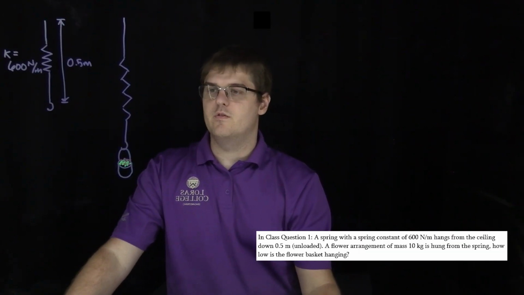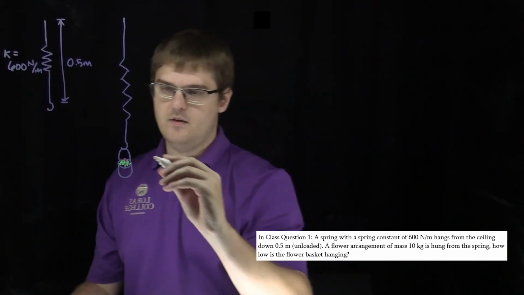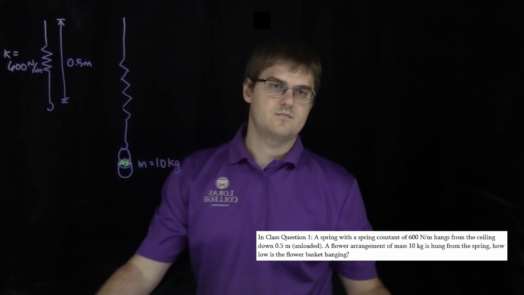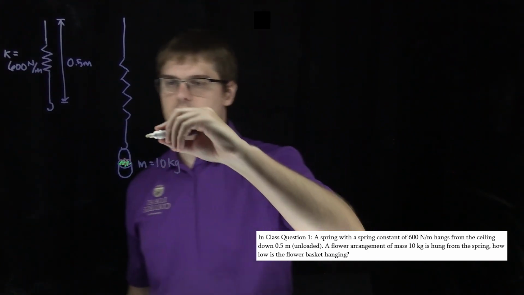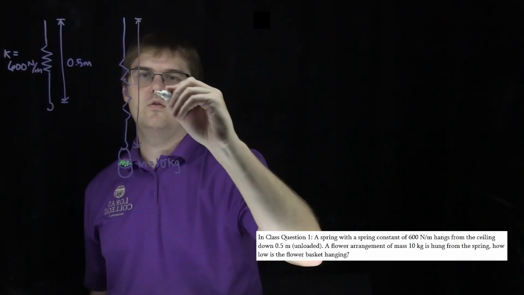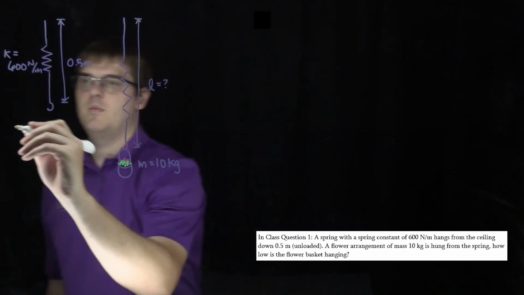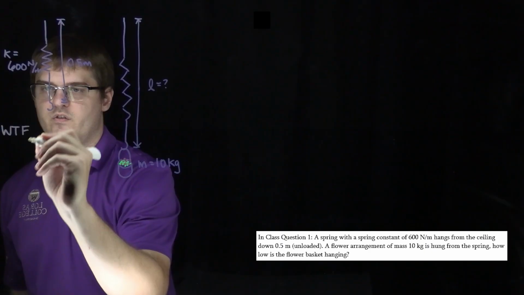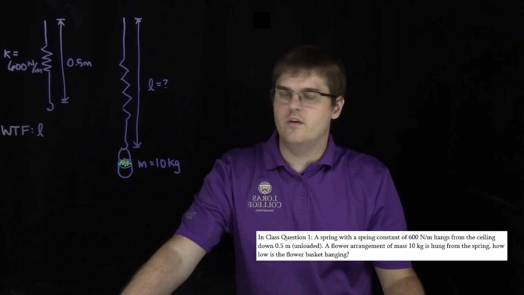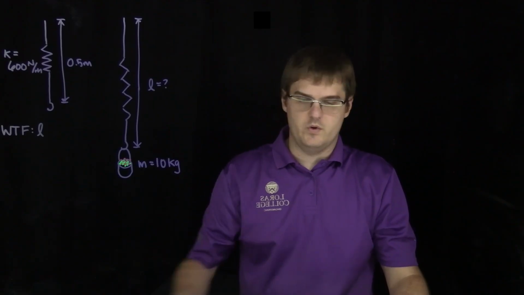So I've got a hanging basket of flowers, and I'm told that the basket that I'm hanging has a mass of 10 kilograms. And what I want to know is what is my new length here. So I can say my what to find. All I want to know is how long is my spring now that I've added a basket to the end of it. How much is it stretched? And what's the new total length?